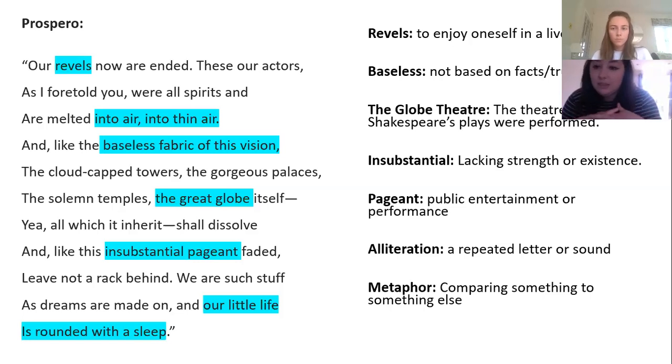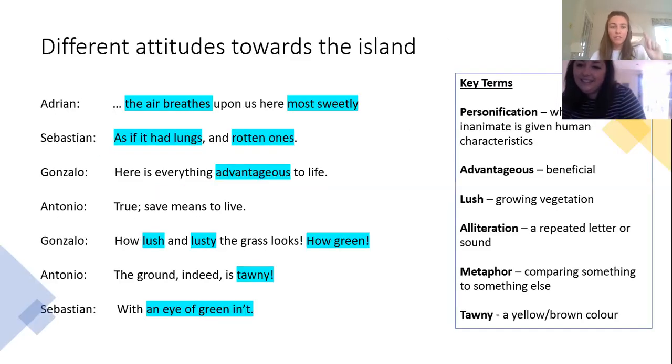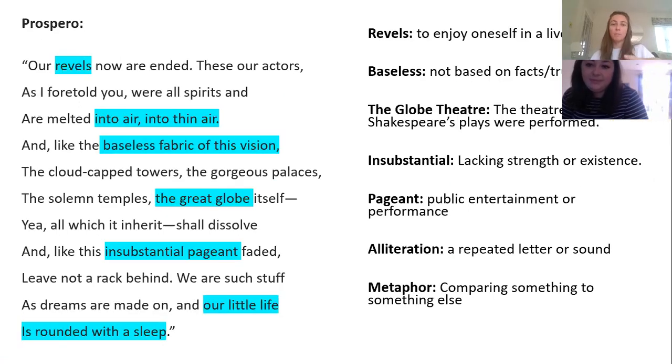It doesn't matter anymore, and that's supported by "baseless." But it also made me think about the reference to air in the previous extract that I just looked at, and how that seems to be an extended image within the play as a whole, and how it is this living and breathing thing.